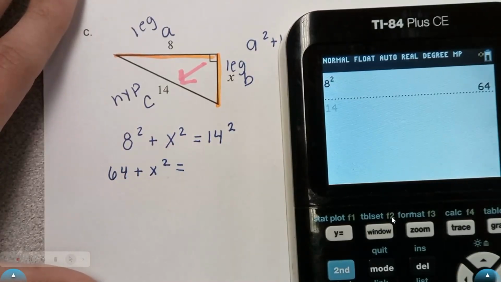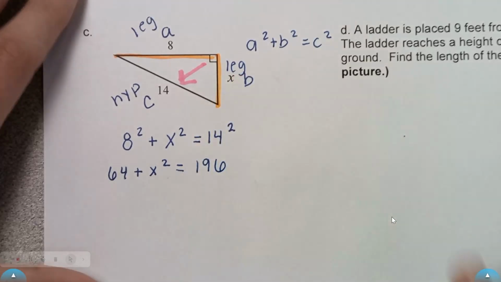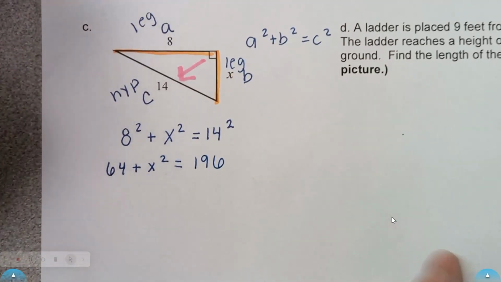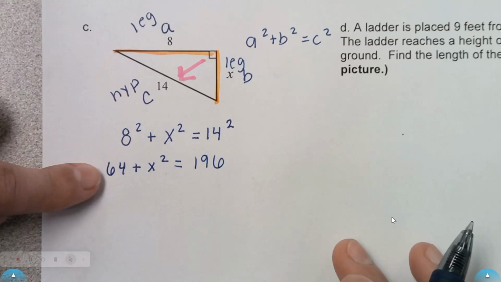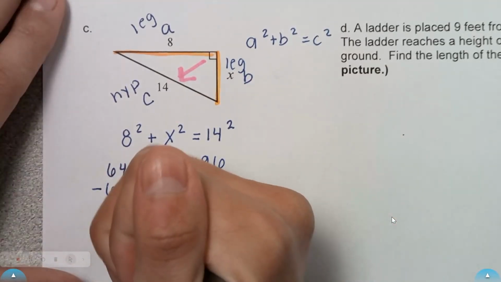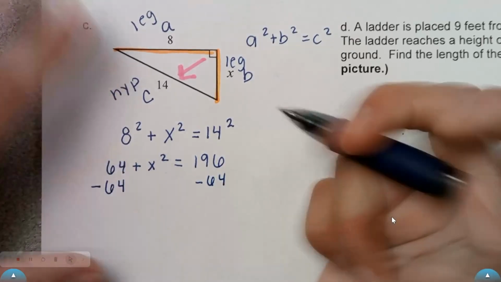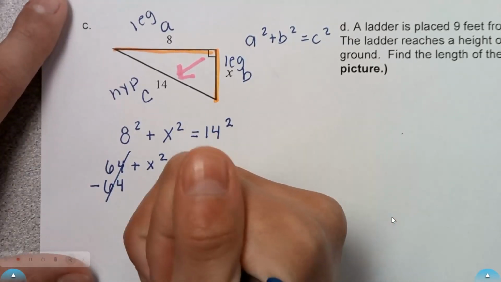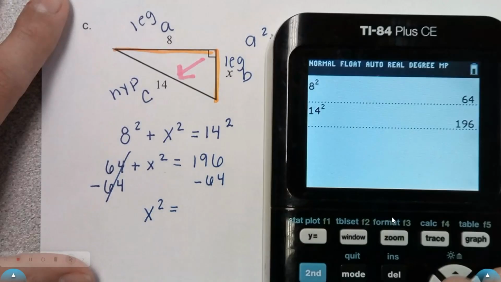14 squared is 196. Okay, I need the x by itself because eventually I want to take the square root. So what I'm going to do is I need to move the 64. The 64 is positive, and the opposite of that would be a negative. Whatever I do to one side, I have to do to the other side. These go away. I'm left with x squared equals 196 minus 64. I get 132.